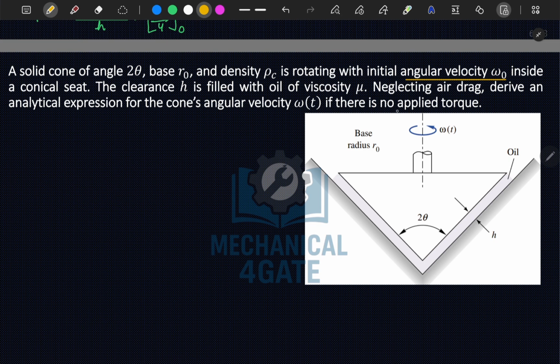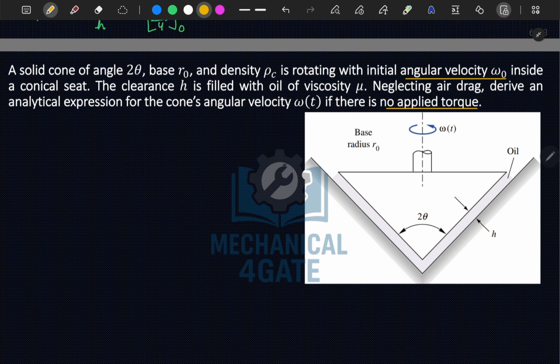Since there is no applied torque, what will happen due to the presence of fluid, due to the presence of shear force? Your speed will keep on decreasing. So you have to calculate the omega t, the expression for omega with respect to time. So let's start this.